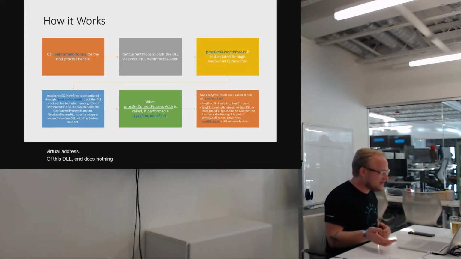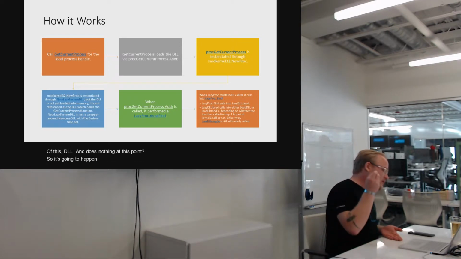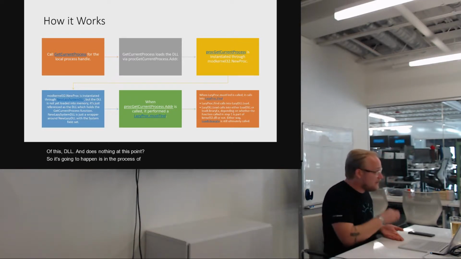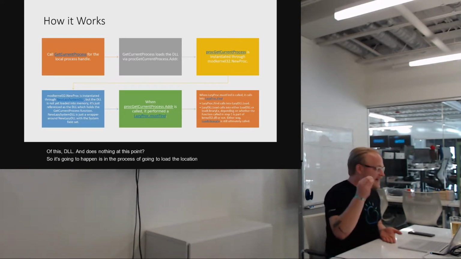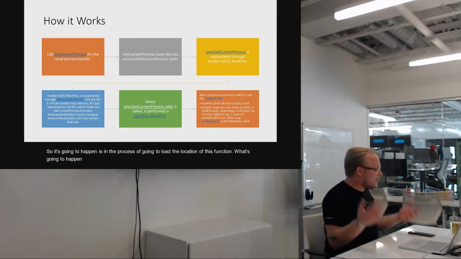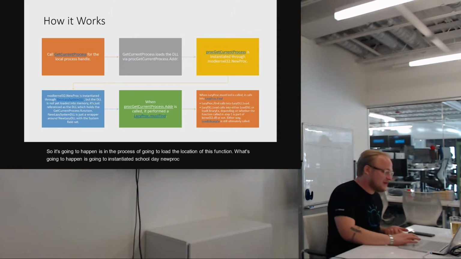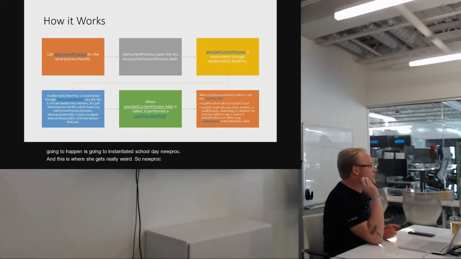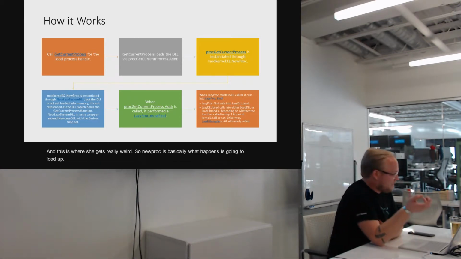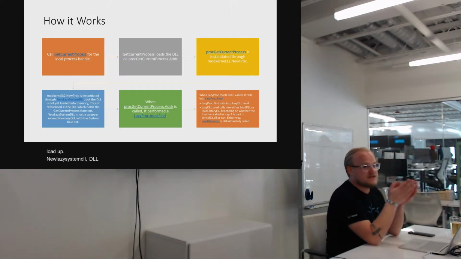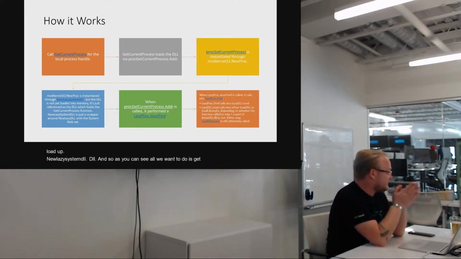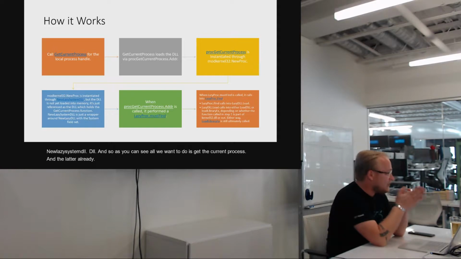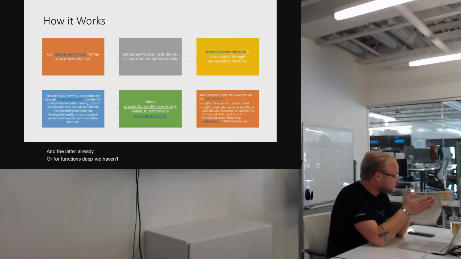So what's going to happen, in the process of loading the location of this function, is it's going to instantiate what's called a new proc. And this is where it gets really weird. New proc is basically going to load up the new lazy system DLL. As we can see, all we want to do is get the current process handle, and we're already four functions deep. We haven't even actually done anything yet.